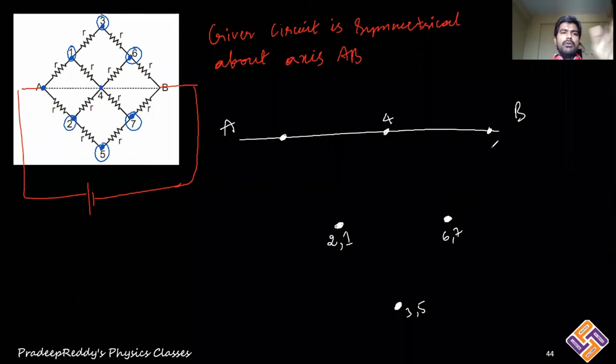Okay. Now check out the resistors. How many resistors are there? Above the horizontal 1, 2, 3, 4, 5, 6. Above the horizontal 6, below the horizontal 6. In total those 12 resistors you need to now redraw in this circuit. Okay. Now check it up. From A to 1, you have one resistor.